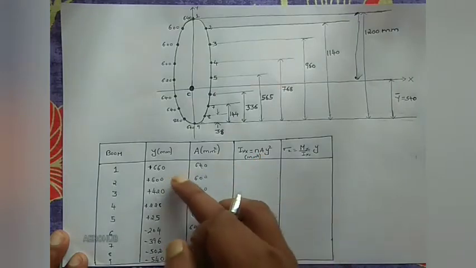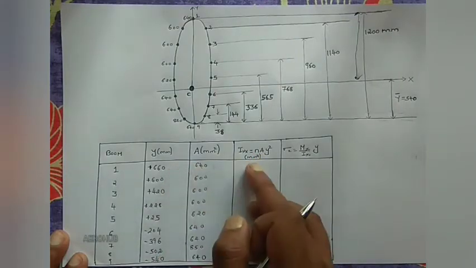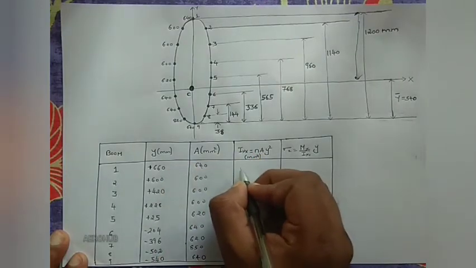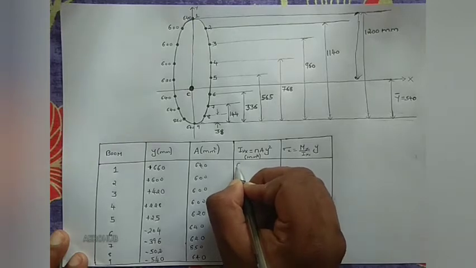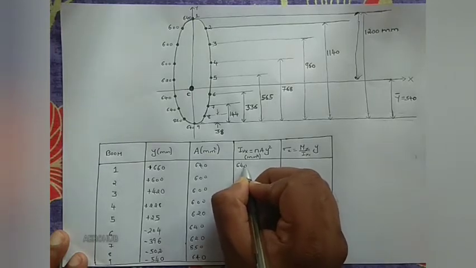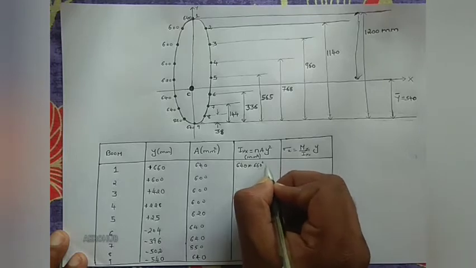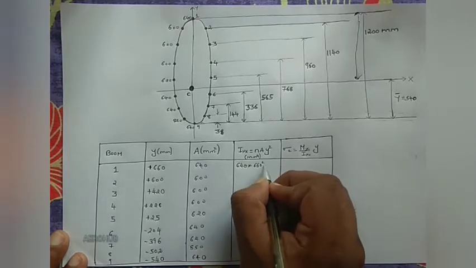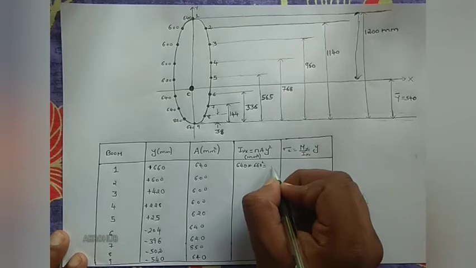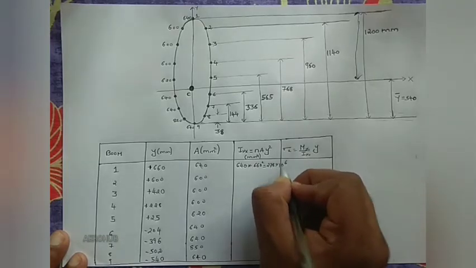So area is 640 into y square, which will be 660 square. So 640 into y square. Y square is 660 square. This will give 278 into 10 power 6.